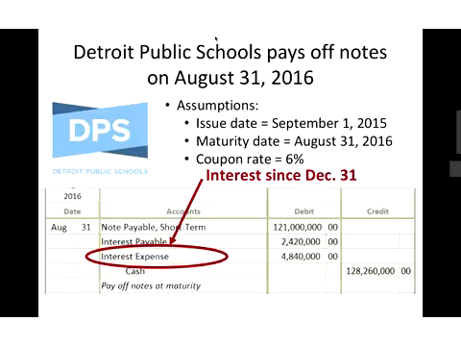So that's what the $128,260,000 is. Okay. So that's an example of an accrued liability. We accrued it at December 31st. We accrued the interest because we owed the interest. We had not paid it yet, but we had used the money. Okay, so now proceeding.